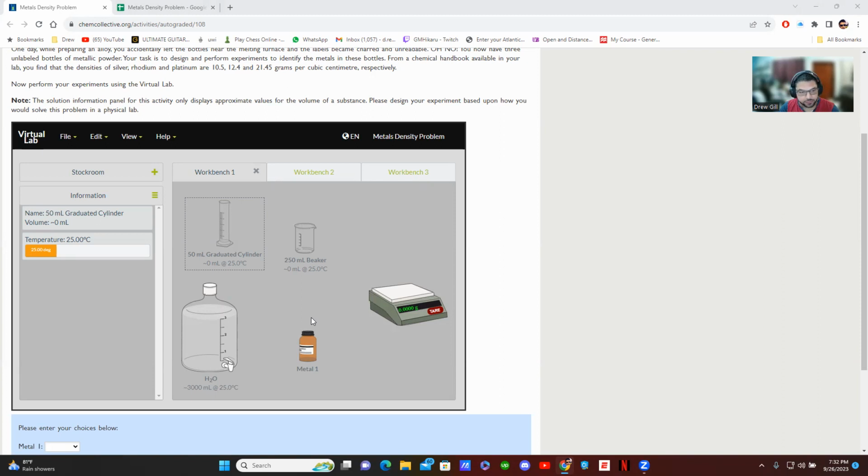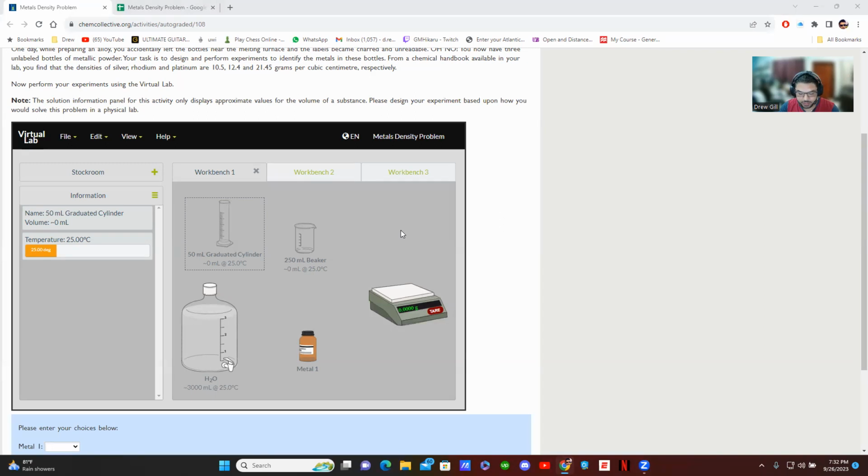We have water, we have a 50 ml graduated cylinder, a 250 ml beaker, we have metal 1, and we have a scale. Metal 2 and 3 will be in workbench 2 and 3 respectively. So the first thing I need to do is determine the mass of metal 1.